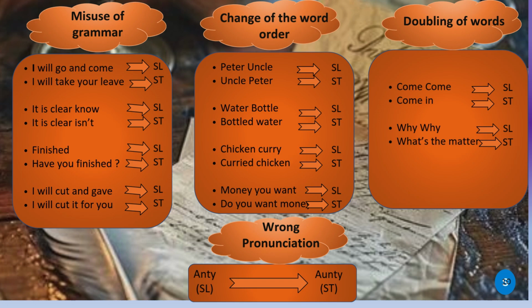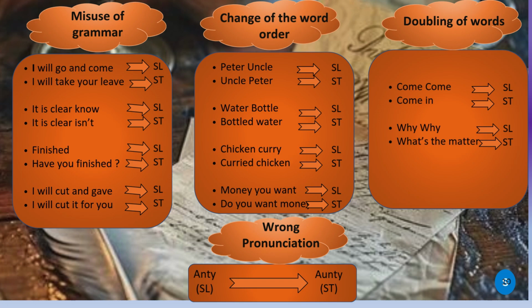Next difference is change of the word order. In Sri Lanka, Peter uncle, but in Standard English, Uncle Peter. In Sri Lanka, water bottle, and in Standard English, bottled water. And next, in Sri Lanka we say chicken curry, but in Standard English they say curry chicken. And next, money you want in Sri Lanka, but in Standard English they say, do you want money?